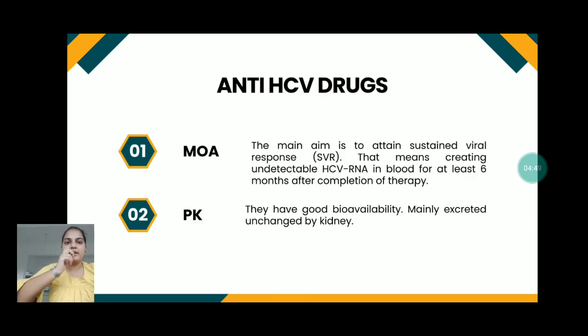The mechanism of action of hepatitis C virus drugs differs from anti-hepatitis B virus drugs. The main aim is to attain sustained viral response. This means that we have to produce undetectable hepatitis C virus RNA in blood for at least 6 months after completion of therapy. Now the pharmacokinetics: they have good bioavailability and are mainly excreted unchanged by the kidney.